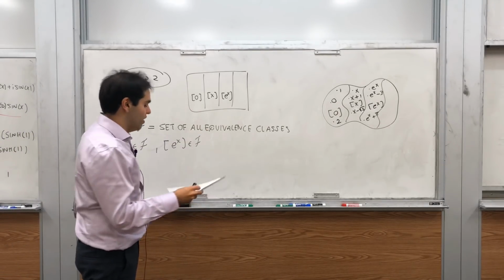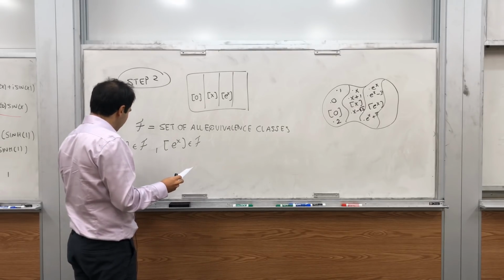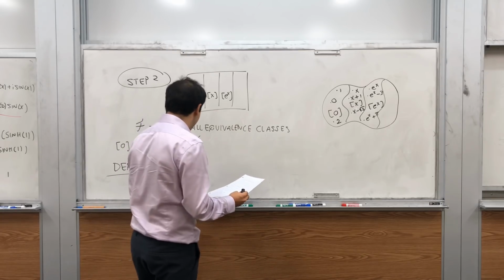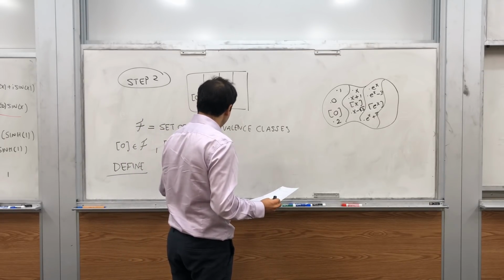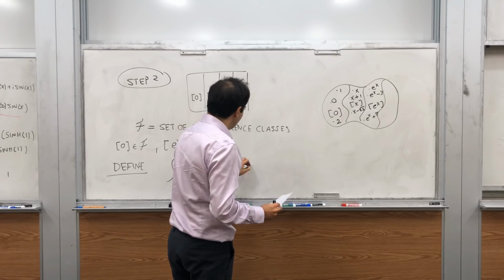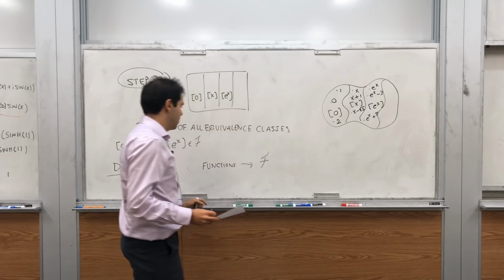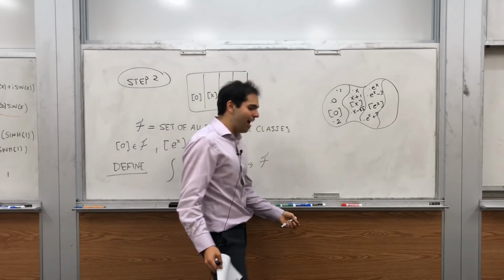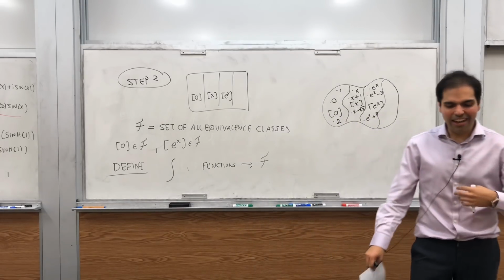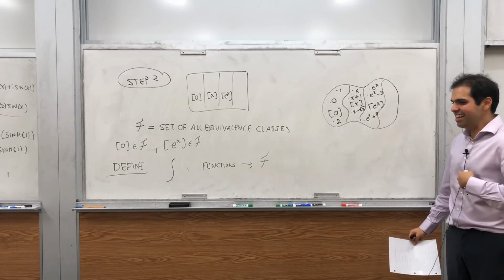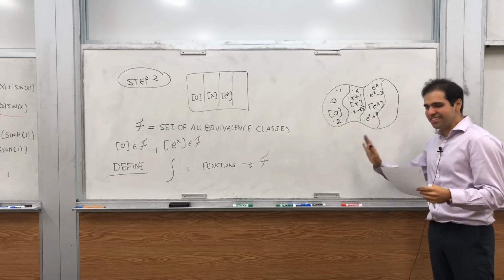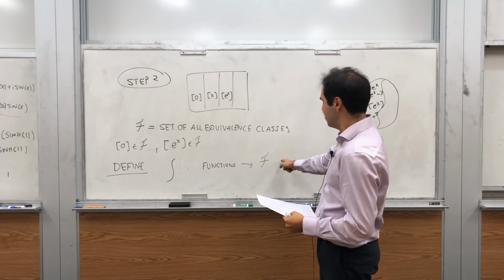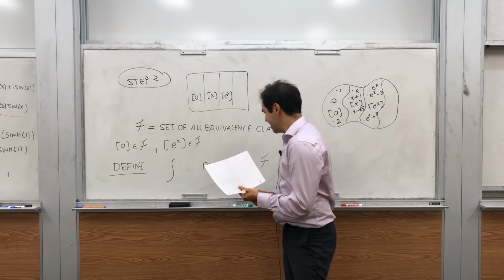So squiggly f is the set of all equivalence classes, and we define the new integral, and I still write it as integral because you'll see why, from the set of functions to those classes. So for any function, you assign me a country. In fact, that's exactly what we're doing. Basically for me, you're assigning just the country where I live. Except we have to do some modification.